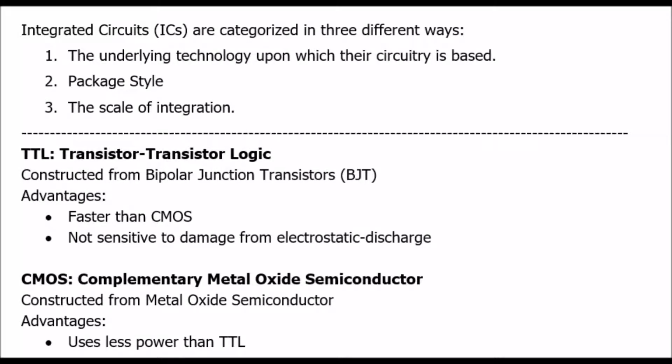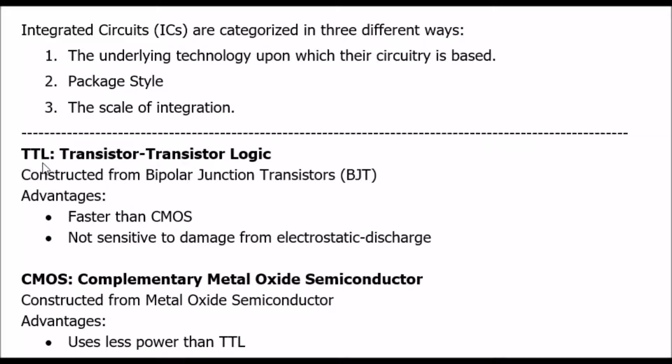This handout goes through some basic information which you might be asked about integrated circuits. So I would take your time and read through this. Integrated circuits are categorized in three different ways: the technology on which the circuit is based, which is really how they're made, the package style, which we'll get into in a moment, and the scale of integration.